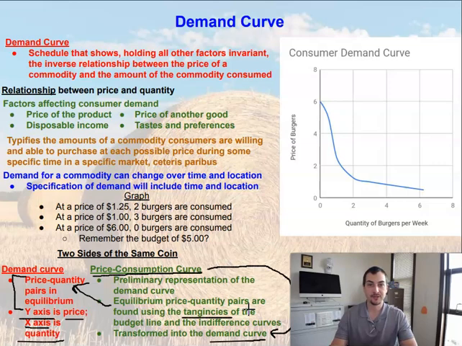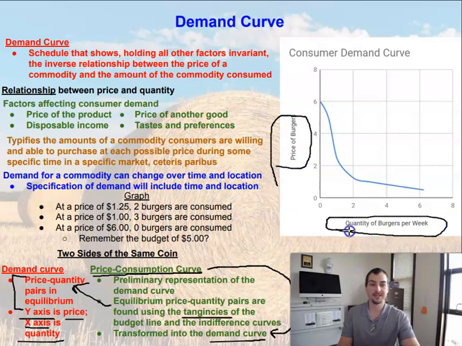And then those different price levels, these price quantity pairs at consumer equilibrium, we then take that data, put it into another chart, and we put the price as the y-axis, quantity as the x-axis, and we come up with our demand curve.